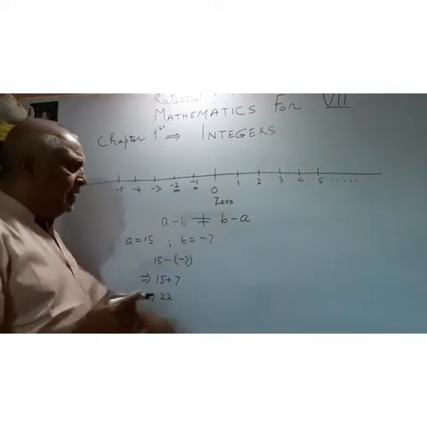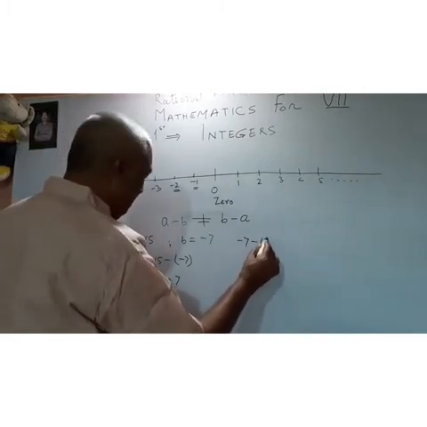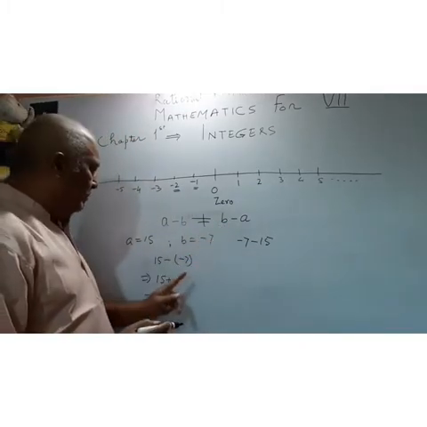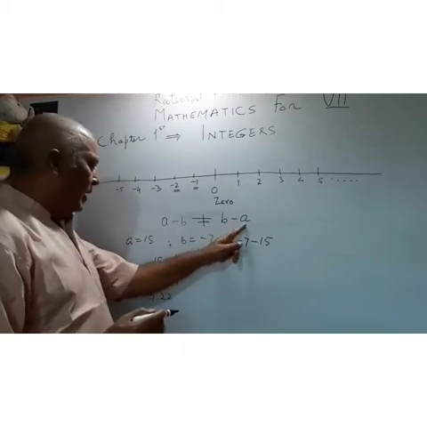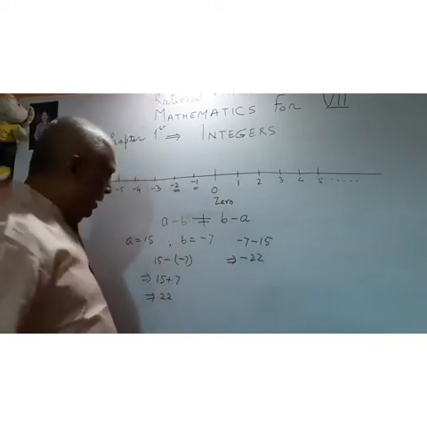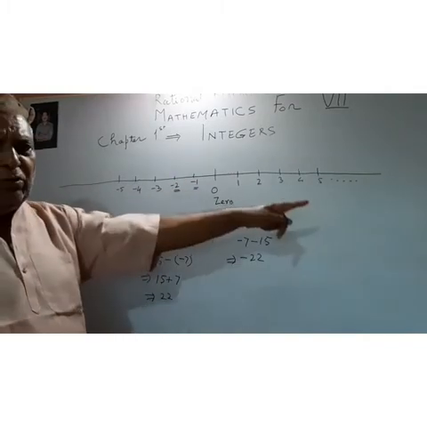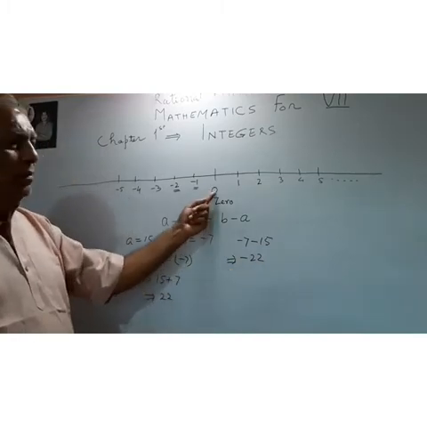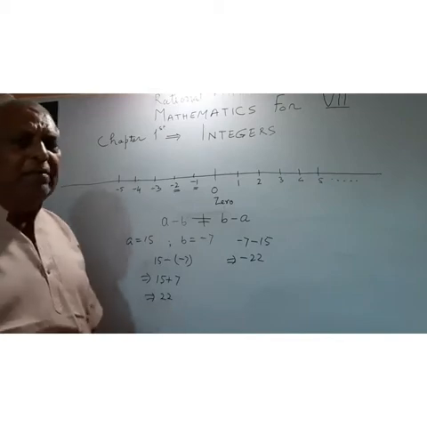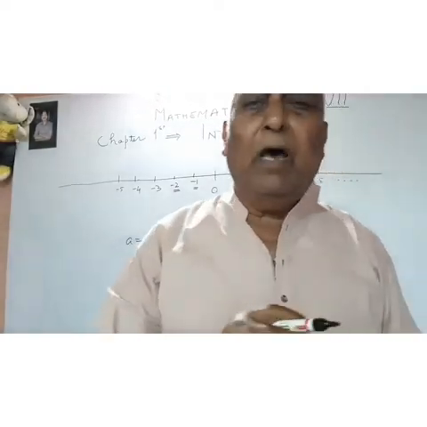But what about B minus A? You see here. Minus 7 minus 15. What happened? If you put the value of B, that is minus 7, and minus A's value 15, then what will happen? Minus 22. Here this is positive, plus 22, situated right side to 0, and minus 22 situated left to 0. So this is not equal. It means subtraction process for integers does not hold commutative law.